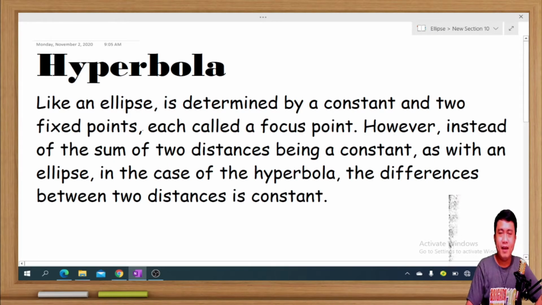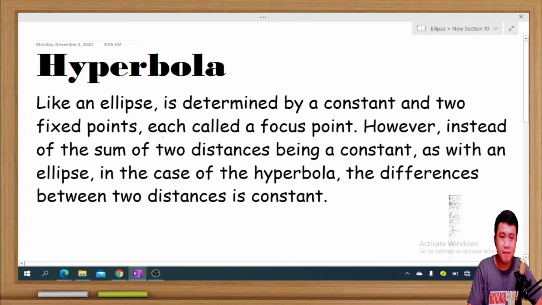Kung babalikan natin si ellipse, sabi natin sa definition ng ellipse, we can define ellipse using three things, di ba? Yung dalawa, yun yung mga foci natin, yung F1 and F2. At yung isa, yung sum ng mga distances nila is just equal to 2a. At yung 2a na yun yung tinatawag nating constant. Sum of the distances.